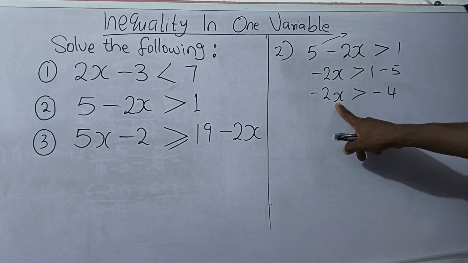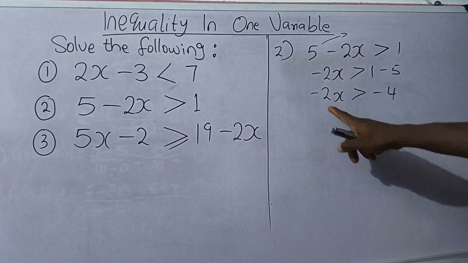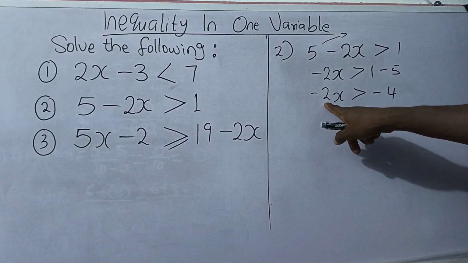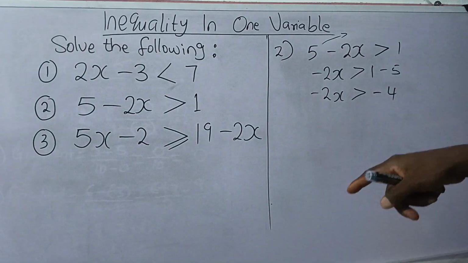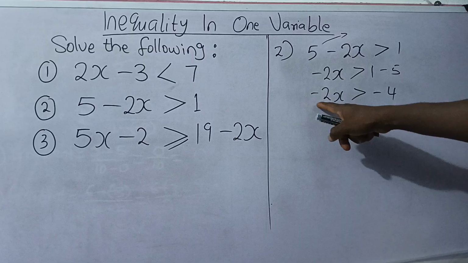You have to pay very close attention to this particular one. We are dividing both sides by the coefficient of x. The coefficient of x here is negative 2. Recall that when we solved number 1, we divided by the coefficient of x, which is 2. But in this case, it is negative 2.